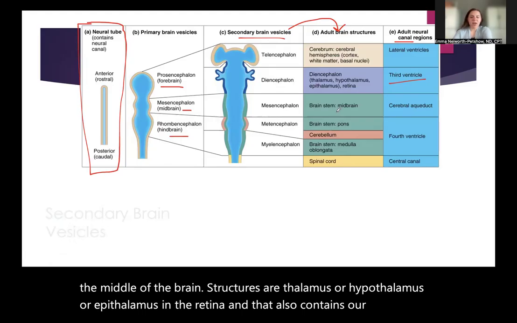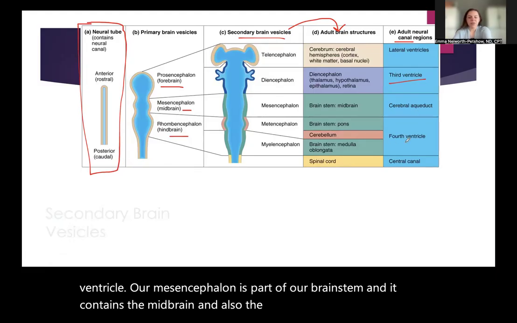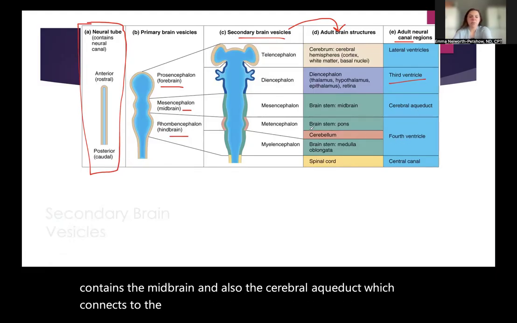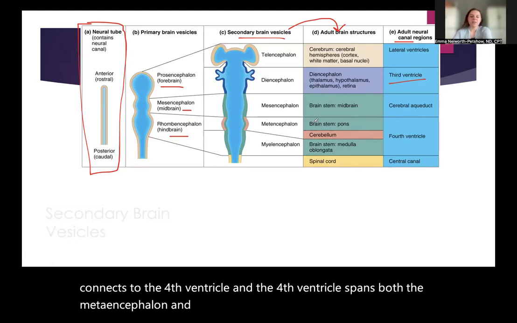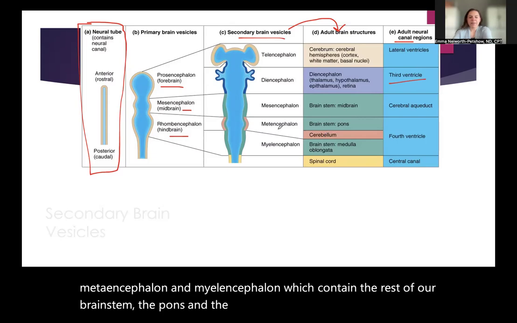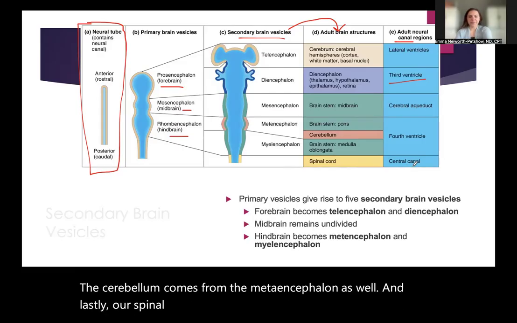Our mesencephalon is part of our brainstem, and it contains the midbrain and also the cerebral aqueduct, which connects to the fourth ventricle. And the fourth ventricle spans both the metencephalon and myelencephalon, which contain the rest of our brainstem, the pons and the medulla oblongata. And the cerebellum comes from the metencephalon as well. And lastly, our spinal cord contains our central canal.